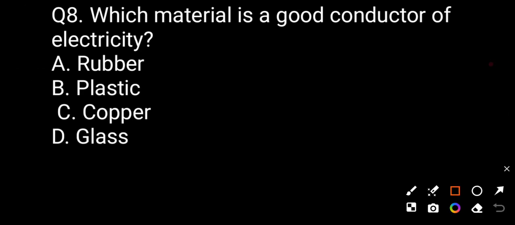Question number 8. Which material is a good conductor of the electricity? Option A rubber, option B plastic, option C copper, option D glass. The correct answer will be copper, which is a good conductor of the electricity.